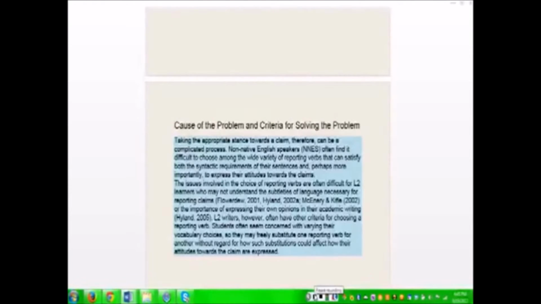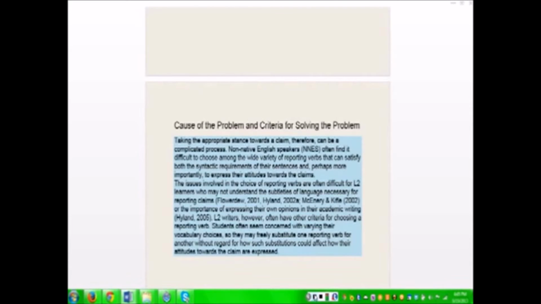Another thing that I need to do in establishing the problem is to establish the causes of the problem, which in fact will show the criteria that I will use for solving the problem. Now, there's no specific order for all of these steps. They may come in any particular order, although usually the first step that we discuss comes first. But here I'm going to talk about what is the cause of the problem.